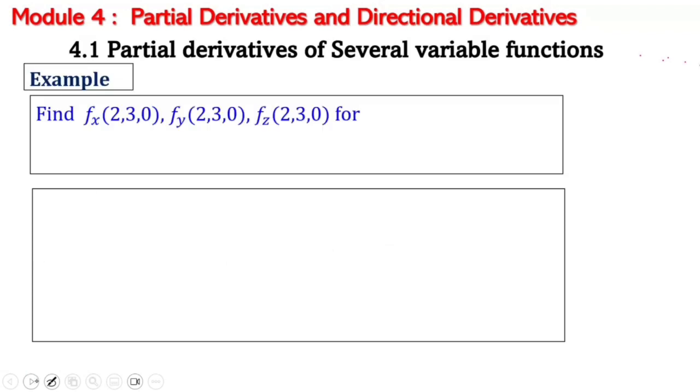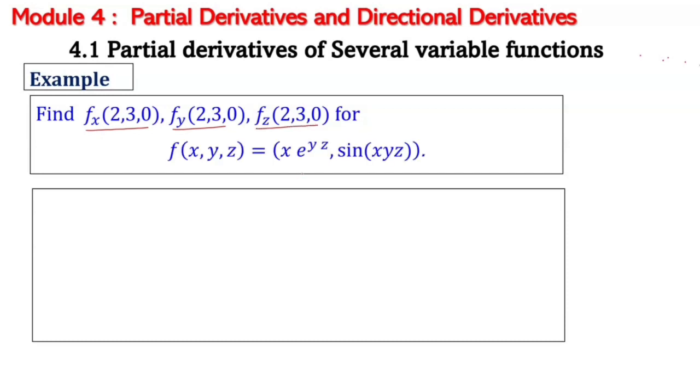Now with this we have examples here. Find the partial derivative with respect to x, the partial derivative with respect to y, and the partial derivative with respect to z, at the point (2, 3, 0), while f of x, y, z is this function. So this is an easy function, you can solve it directly, but here I will give you one technique to solve it and convert it to almost the ordinary derivative.